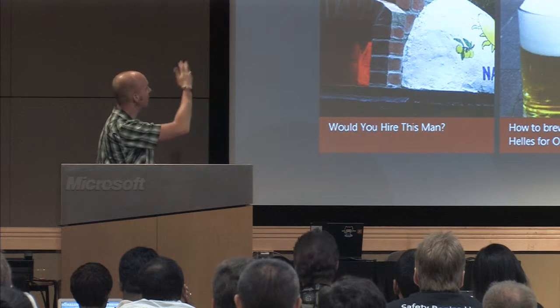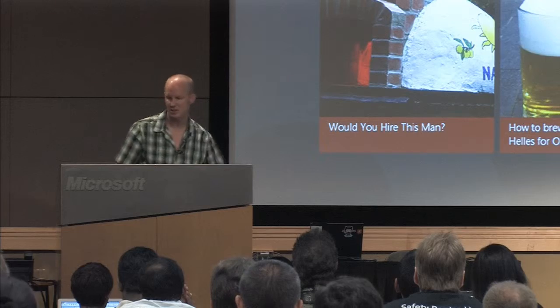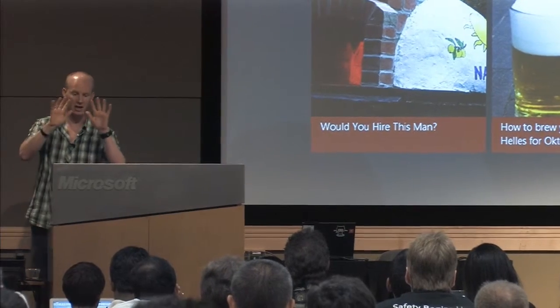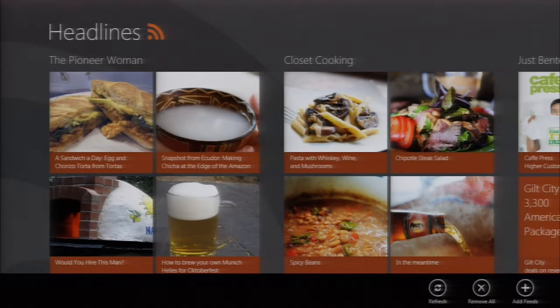You can see that this is really well structured and well laid out. I can see the difference between Pioneer Woman and Closet Cooking just from the fact that there's some negative space between them that's different between the different stories that are within that group. But where does that search feature go? Where does that refresh button go? Well, I can leverage the edge by using what's called an app bar. And that app bar is accessible just by swiping up from the bottom or doing a Windows button Z.